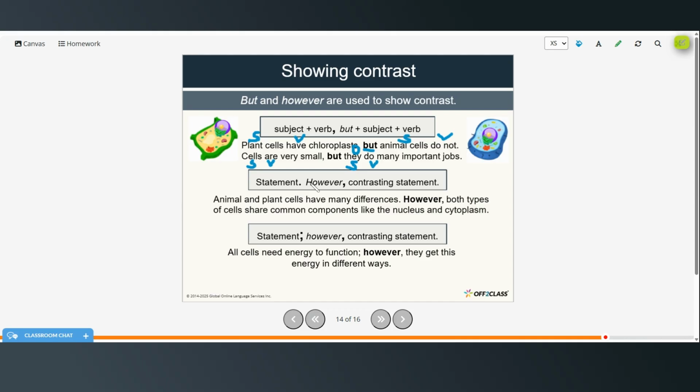So here is another way to make a statement showing contrast, using the word however. So however, comma, and then the contrasting statement. Animal and plant cells have many differences. That's the statement. Then we have however, comma, both types of cells share common components like the nucleus and cytoplasm. You can also use a semicolon after the statement. So the statement, semicolon, however, comma, and then the contrasting statement. All cells need energy to function; however, they get this energy in different ways.